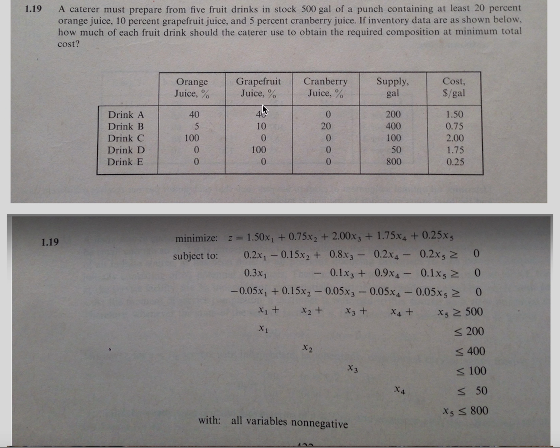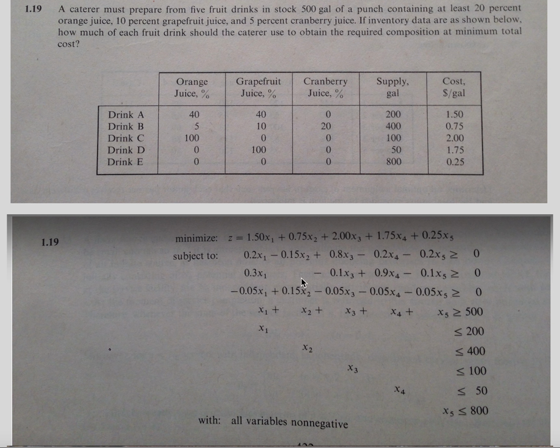And then you do the same thing for the grapefruit. 0.4x1 plus 0.1x2 plus x4 has to be greater than or equal to 0.1 times the total x1 plus x2 plus x3 plus x4 plus x5. That gives you another one of these top three constraints. And then you do the same thing for cranberry juice, except this is just going to be 0.2x2. It has to be greater than or equal to 0.05, 5% of the total amount of mix made, which is again x1 plus x2 plus x3 plus x4 plus x5.